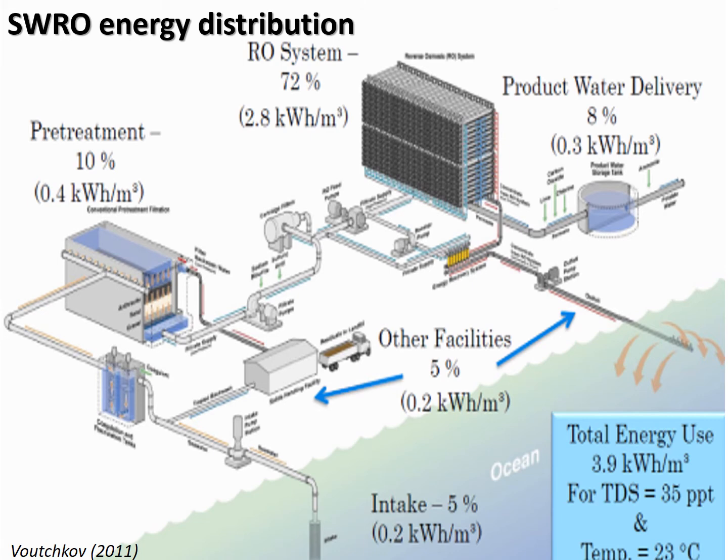If you look at the detailed energy distribution, you can see the intake is around 0.2 kilowatt hour per cubic meter, and pretreatment is 10% of the energy consumption, 0.4 kilowatt hour per cubic meter, and reverse osmosis is almost 72%, 2.8 kilowatt hour per cubic meter, and the other facilities 0.2 kilowatt hour per cubic meter, and then water delivery service 8%, 0.3 kilowatt hour per cubic meter. When you consider water quality of 35,000 milligram per liter at 23 degrees, it has 3.9 kilowatt hour per cubic meter in a general seawater reverse osmosis process.